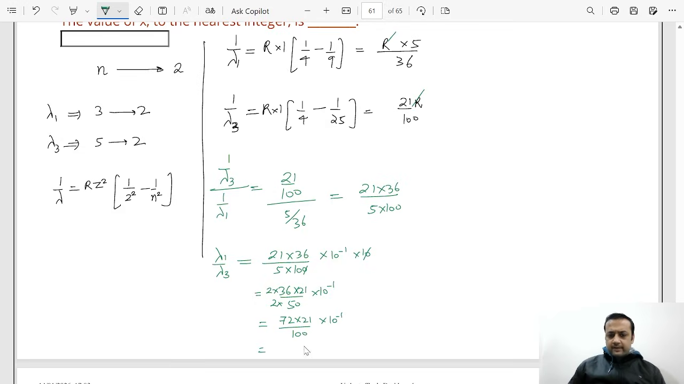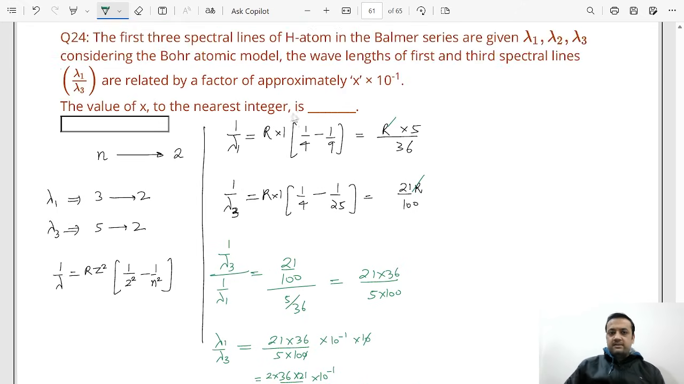72 into 1 is 72. So 2 will be written, and 72 into 2 is 144. 144 plus 7 is 151. So 151 upon 100 into 10 to the power minus 1. So you can see this becomes 15.12 into 10 to the power minus 1. So this is your x. Okay, and since we have to write the nearest integer, 15.12 will become 15. I hope you have understood. All right.